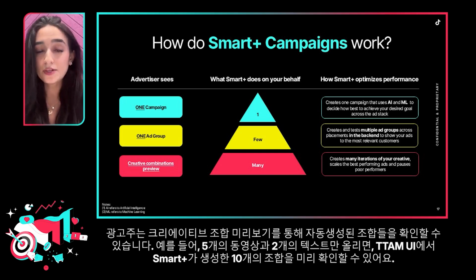You'll be able to access previews of your creative combinations. Based on the advertiser's creative assets uploaded, be they video, image, or text, Smart Plus will automatically create creative combinations for you. For example, if you upload 5 videos and 2 text variants, we will create 10 ads for you. Every combination is previewable on the TikTok Ads Manager UI.